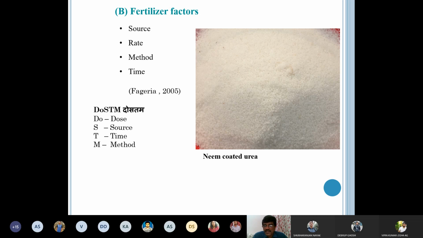Rate, generally we need to find out the optimum rates. Of course, at too low a rate of fertilizer application, nutrient use efficiency will be high, but may not be economically desirable. So as we go on increasing the rate of application, the nutrient use efficiency goes down. Method of application, for example, if you go for foliar application, the nutrient use efficiency will be more than the soil or basal application where we broadcast the fertilizer.